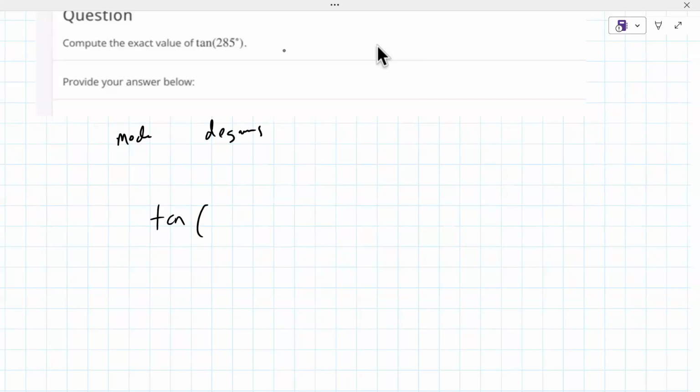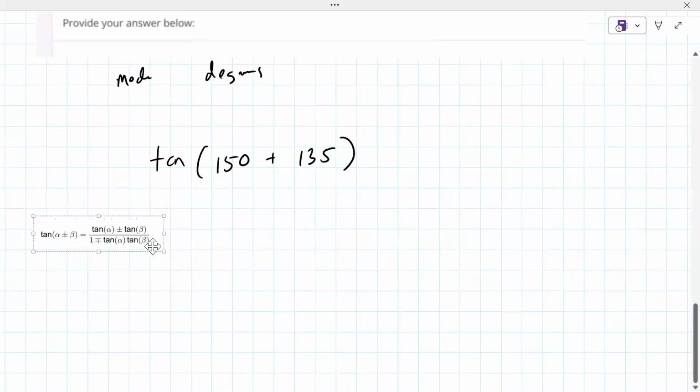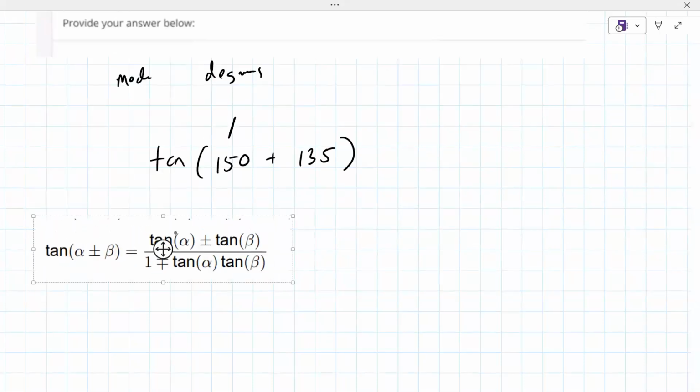There's a couple ways to do it. Let's just do it the most direct way, which is tangent 150 plus 135. Those are both on the unit circle, and we're very happy with those. There's more than one way to do it, but we can keep it this way because this is the way that I learned it in class, so this is what I'll want to do when I see the test.